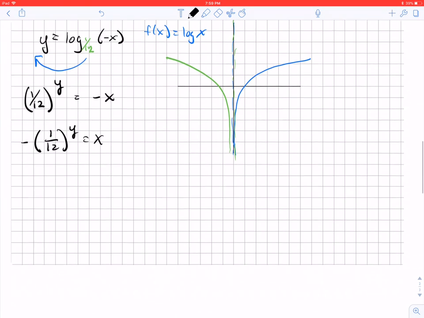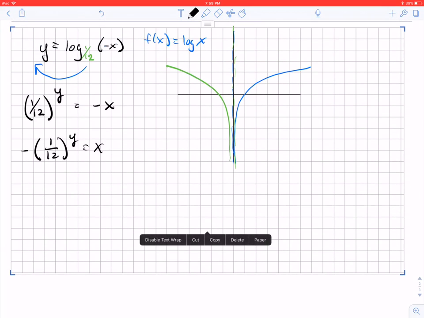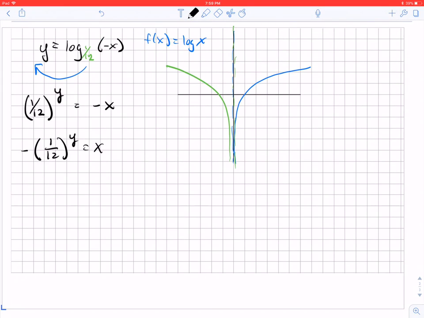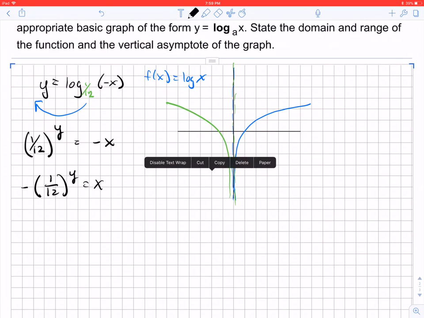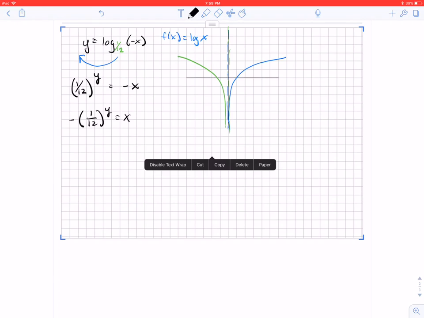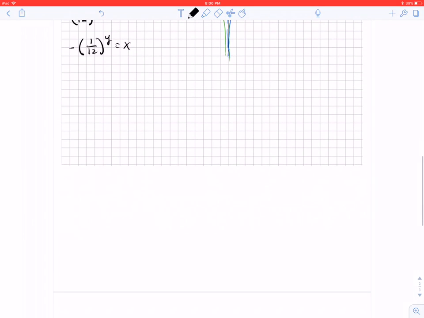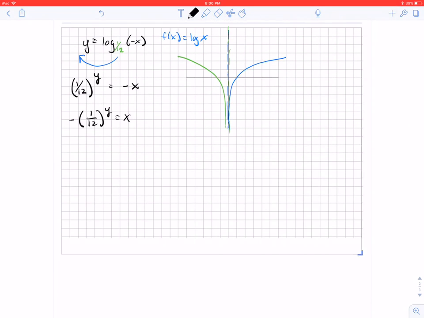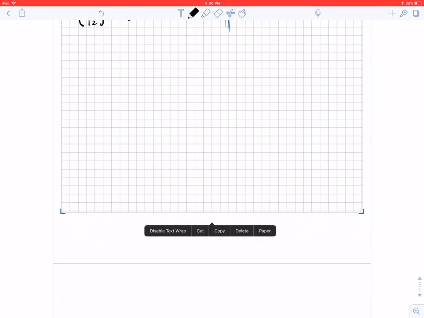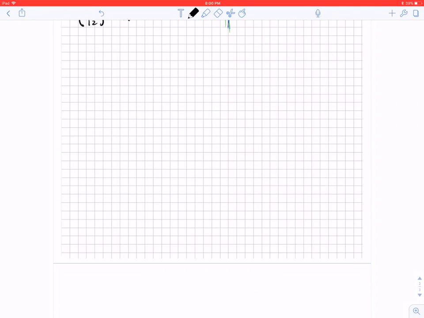So then, if we were going to graph this, why are you behaving like this? There we go. All right.